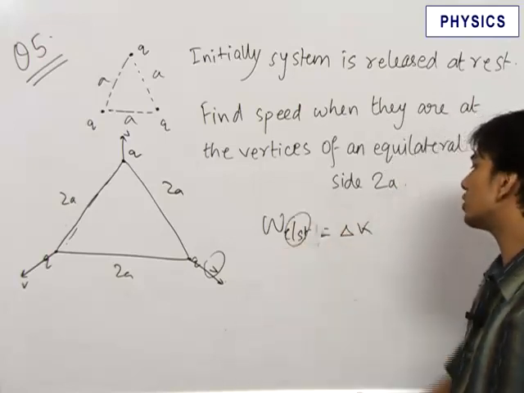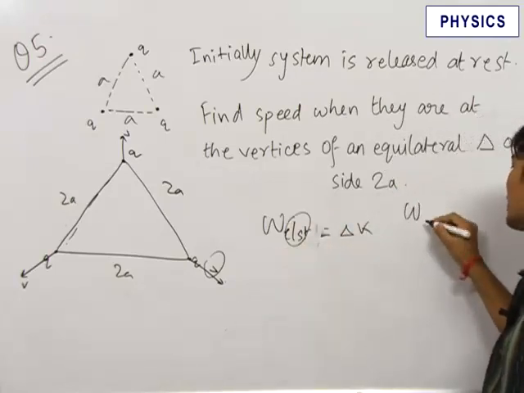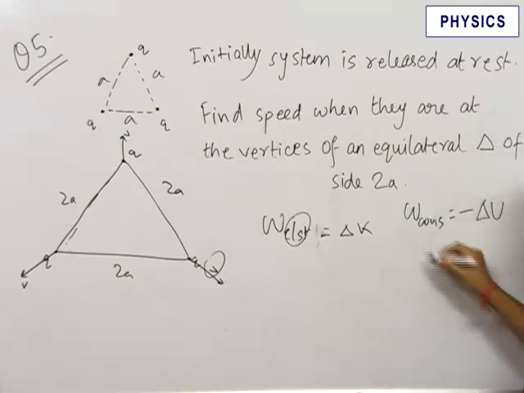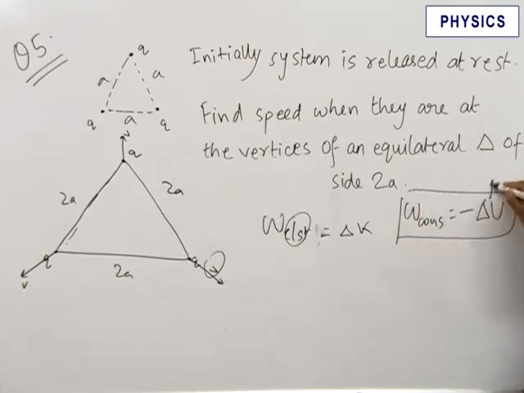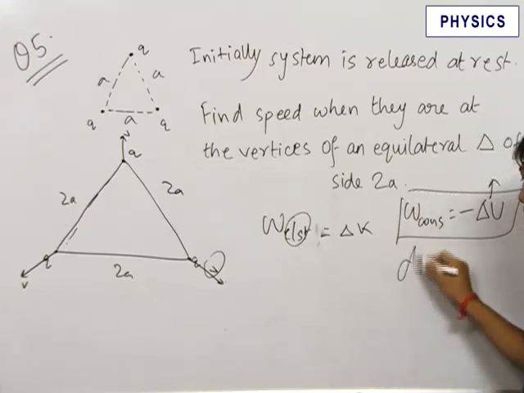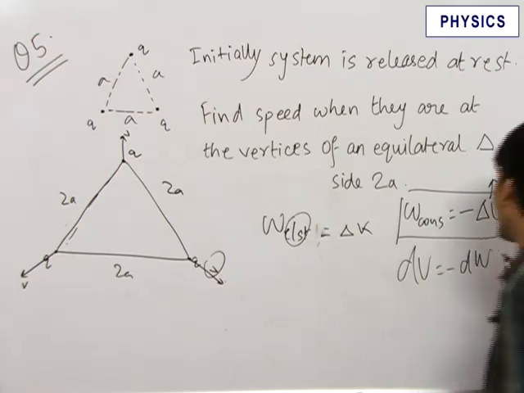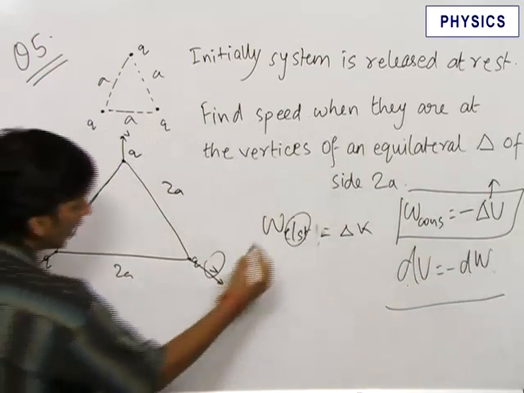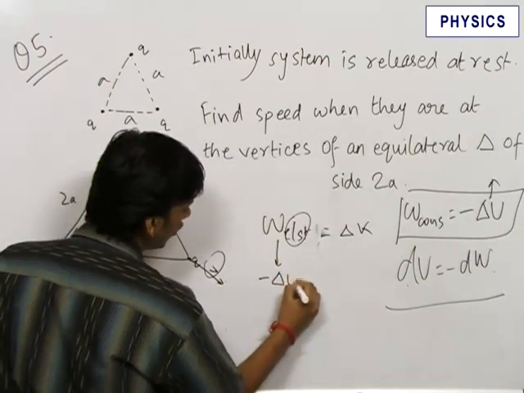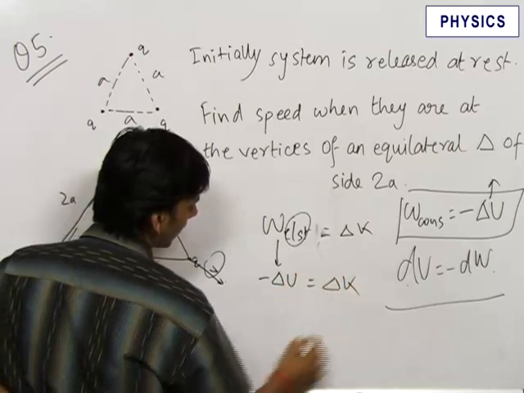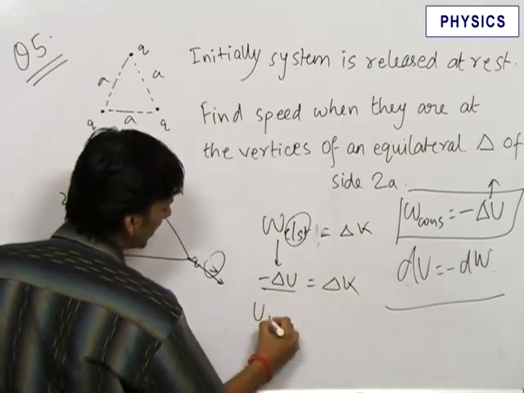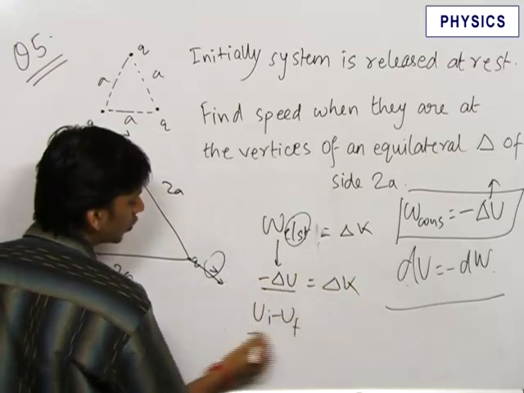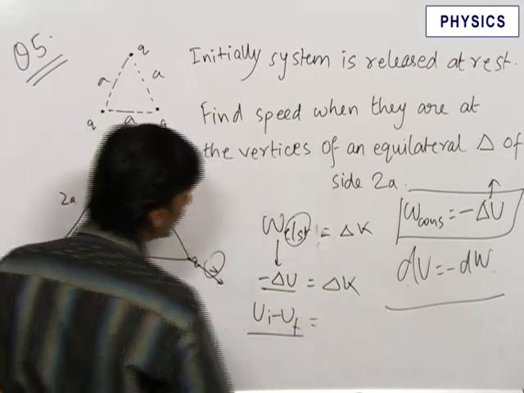Now electrostatic force is a conservative force. We always know that work done by a conservative force is the negative of change in potential energy, which is defined with respect to that conservative force. Always remember this, dU is equal to minus dW. So work done by conservative force is negative of change in potential energy. Therefore this can be written as minus of delta U is equal to delta K. This is equal to minus of (U final minus U initial), which becomes U initial minus U final. This is equal to change in kinetic energy.